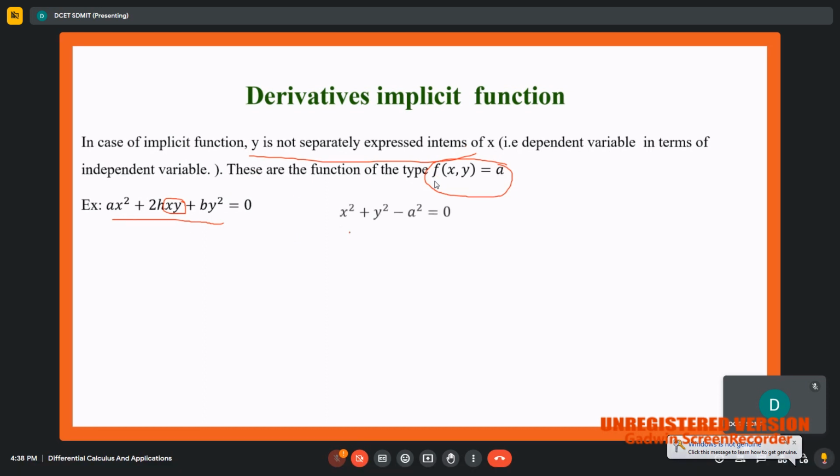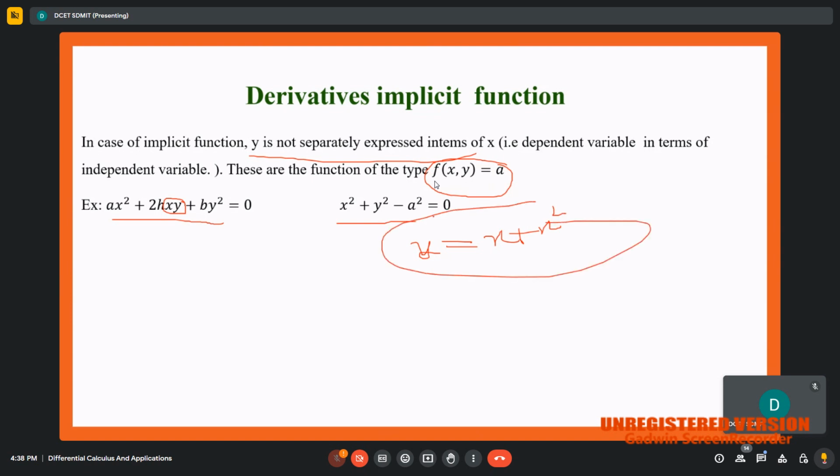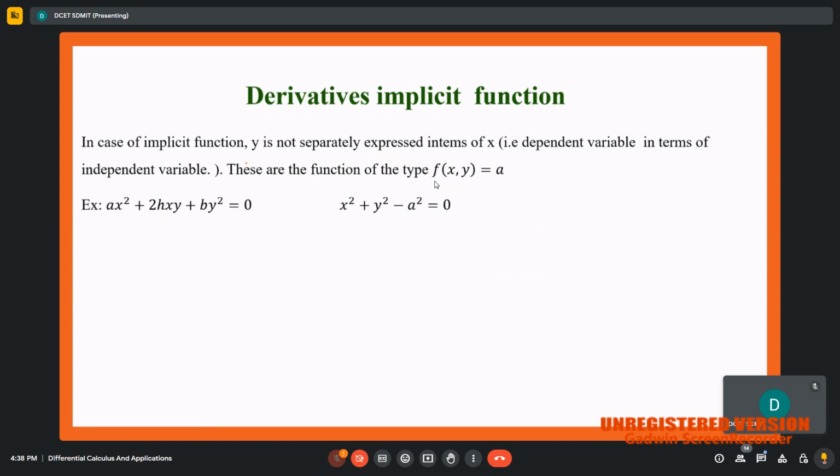Now, for the second example, x square plus y square minus a square equal to 0. Y equal to x plus x square, like that the function is not defined. X square plus y square minus a square equal to 0. This type of function is called an implicit function. That means implicit function means y is not separately expressed in terms of x.